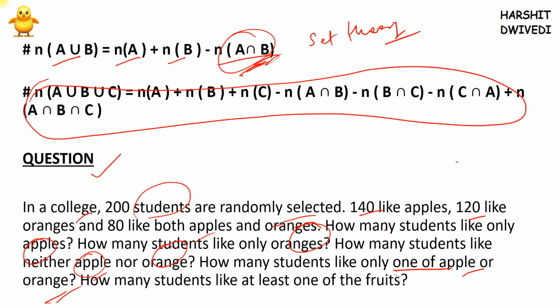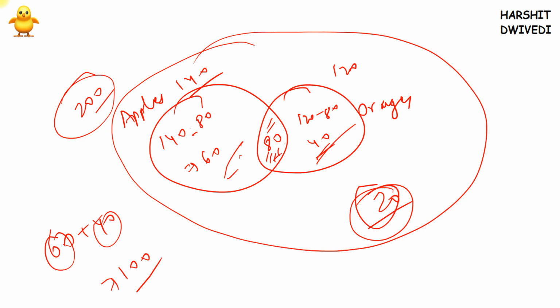And the final question, how many students like at least one of the fruits? Now when we talk about at least, the at least possibility will denote at least one fruit. So those students who are liking only one fruit will be included, and those students who are liking more than one fruit will also be included, because it is talking about at least one. So what is the possibility of one? The possibility of one is 60 plus 40. And what is the possibility of more than one fruit? That is two fruits, which is 80. So 60 plus 40 plus 80, the answer becomes 180.